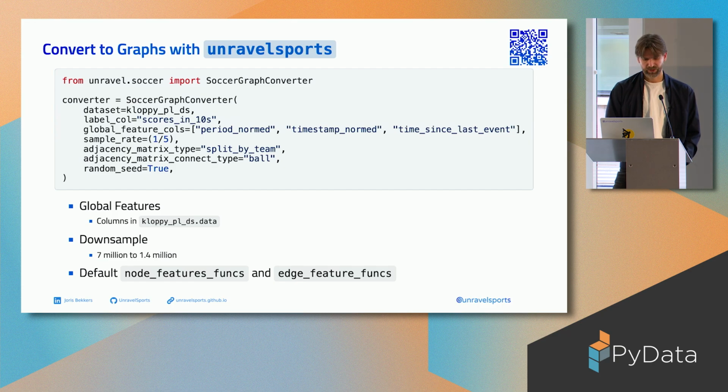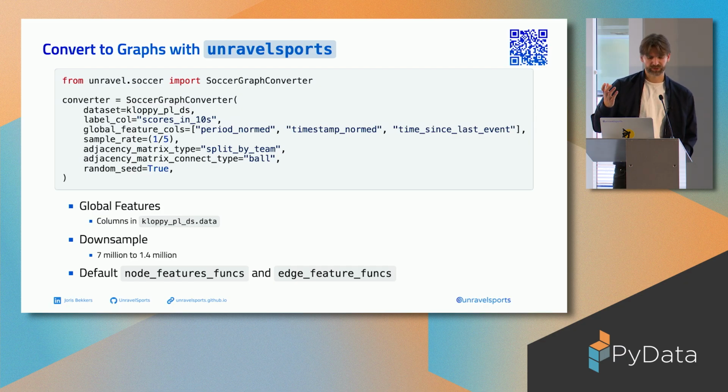And then we're going to use the Unravel Sports package to actually convert our data frame to graphs. We do that by feeding it the data frame with the label column. We tell it which columns are the global features. We sample it down. So we had 7 million frames. I sampled it down to 1/5, so 1.4 million. I thought that should be enough. And since it's 25 frames per second, the next frame is going to be basically the same as the previous frame, so we can remove some information there without losing anything.